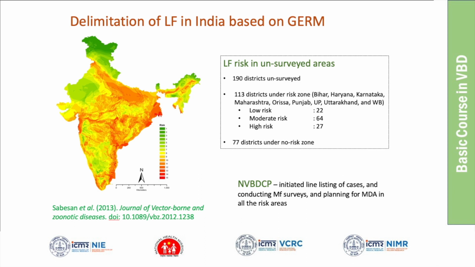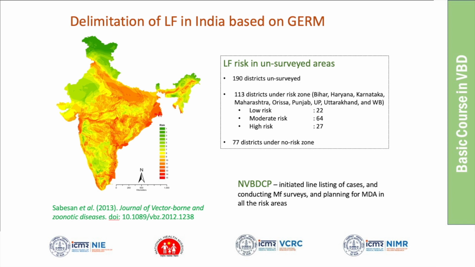We were able to bring out the areas which are likely to be at risk at various levels: low risk, so many districts; moderate risk and high risk, so many; and 77 districts under low risk. So this means no intervention measures are required here, whereas we needed to concentrate here.